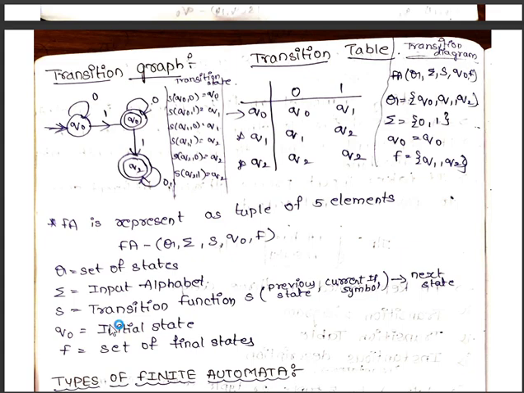Next, Q naught is nothing but the initial state. In this diagram, the initial state is Q naught. Why? Because the arrow is coming from nowhere to this state, so we can identify it as the initial state. Next, F is nothing but the set of final states. Here in this diagram, the final states are Q naught and Q2. Why? Because they are denoted with 2 circles. To identify a particular state as a final state, we look for the 2 circles.